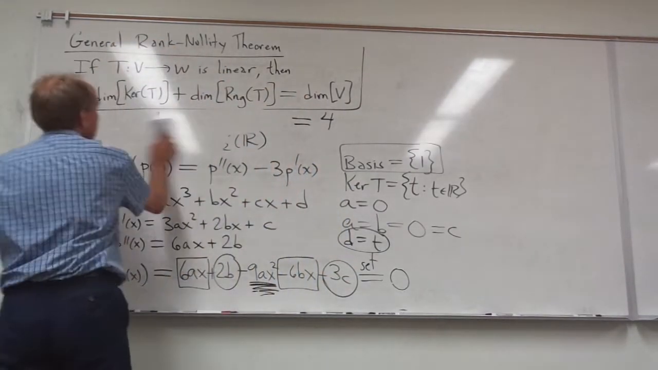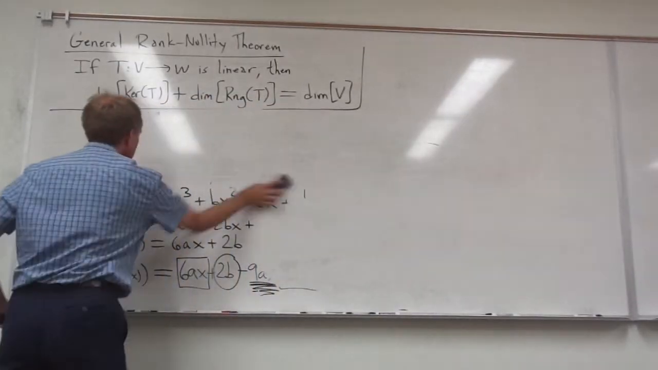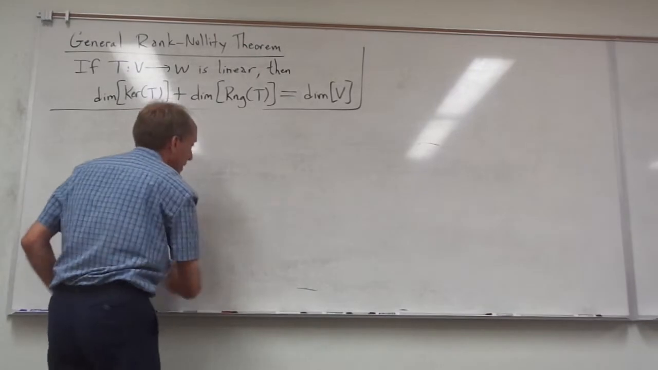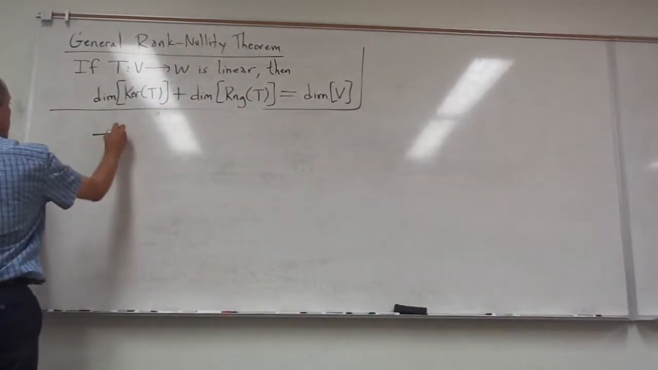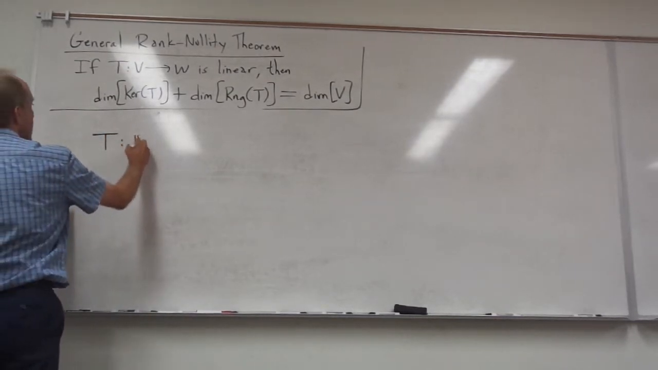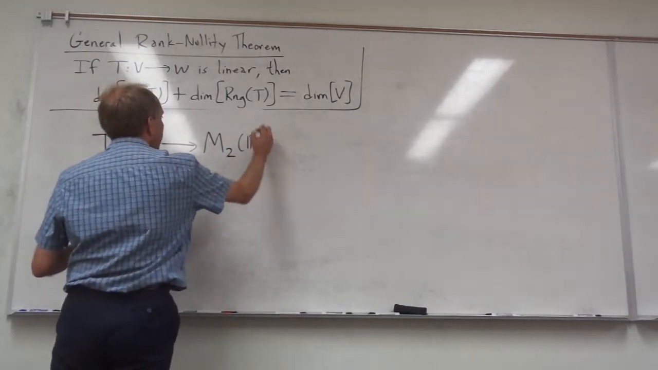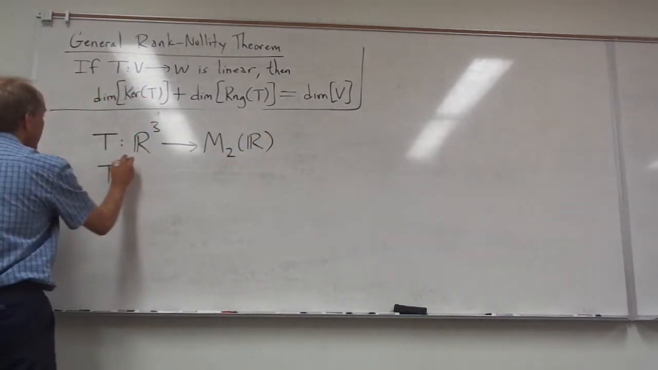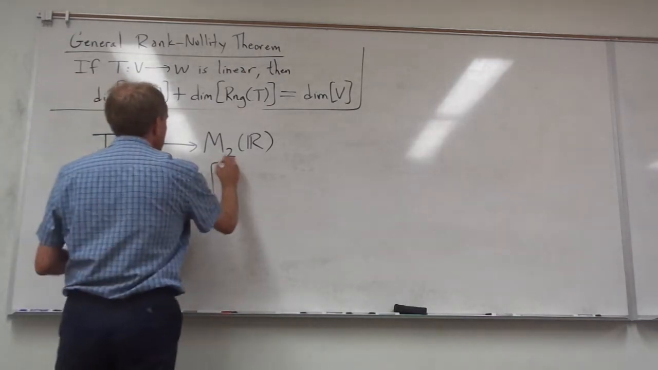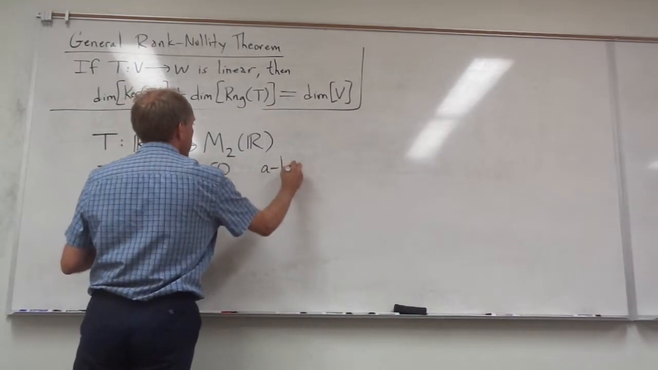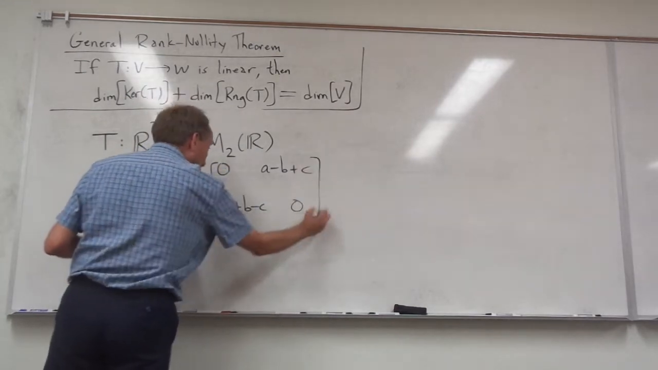Let's just look at another example really quickly. Suppose that we look at this transformation. I know I've looked at this one with you before. A transformation from R3 to M2 of R, right? And I'm going to take an input A, B, C, and I'm going to spit out a matrix. Let's just say 0, A minus B plus C, and minus A plus B minus C, and 0. Okay?